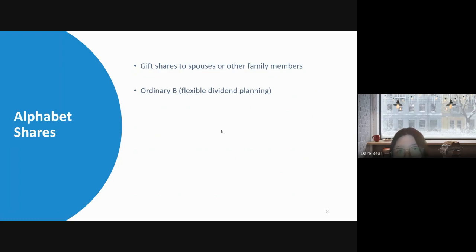But this problem can be solved by alphabet shares, which means you issue different classes of shares. You are entitled to ordinary class A, and your family members are entitled to ordinary class B. As long as it is a different class of shares, you do not have to split by the exact same percentage and ratio. It is more flexible for planning your dividend and withdrawing more money from your company, because different classes of shares are entitled to different ways of drawing dividends. It can all be set up by yourself as a director or major shareholder.